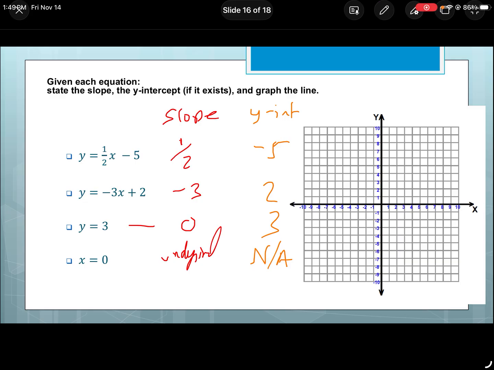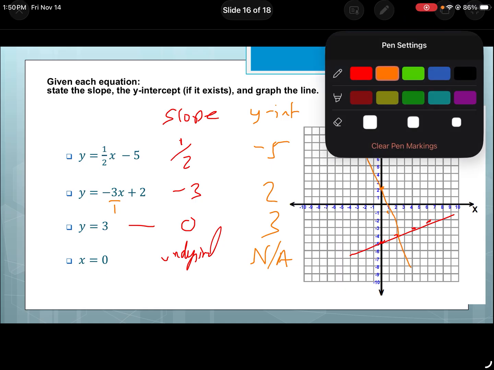If I draw them very quickly, the first one, I start at -5, and then for every 2 I go right, I go 1 up. So it looks something like that. I'm not going to draw the whole line, I can't bother. For the next one, I'm going to start at +2. For every 1 I go right, I go 3 down. 1 right, 3 down. 1 right, 3 down. Looks something like this.